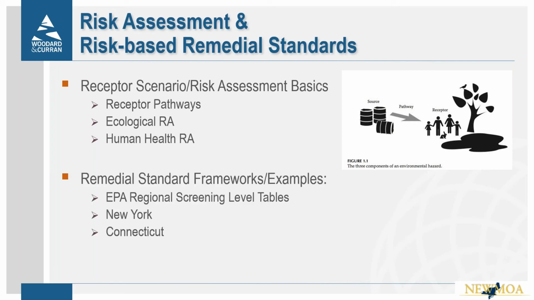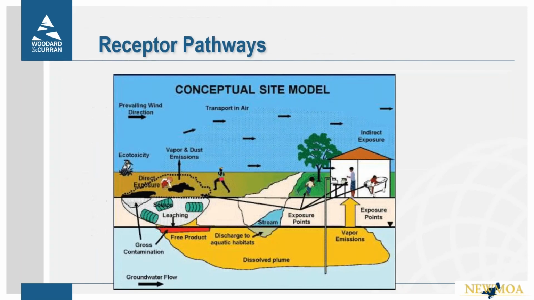And as I said before, I'll do that and drill down into what that looks like at both the EPA regional screening level table level and how the risk-based standards and institutional controls are utilized in a couple of example states. Just because those are easy ones for me to do, but obviously there are other frameworks that are similar and slice and dice it slightly differently.